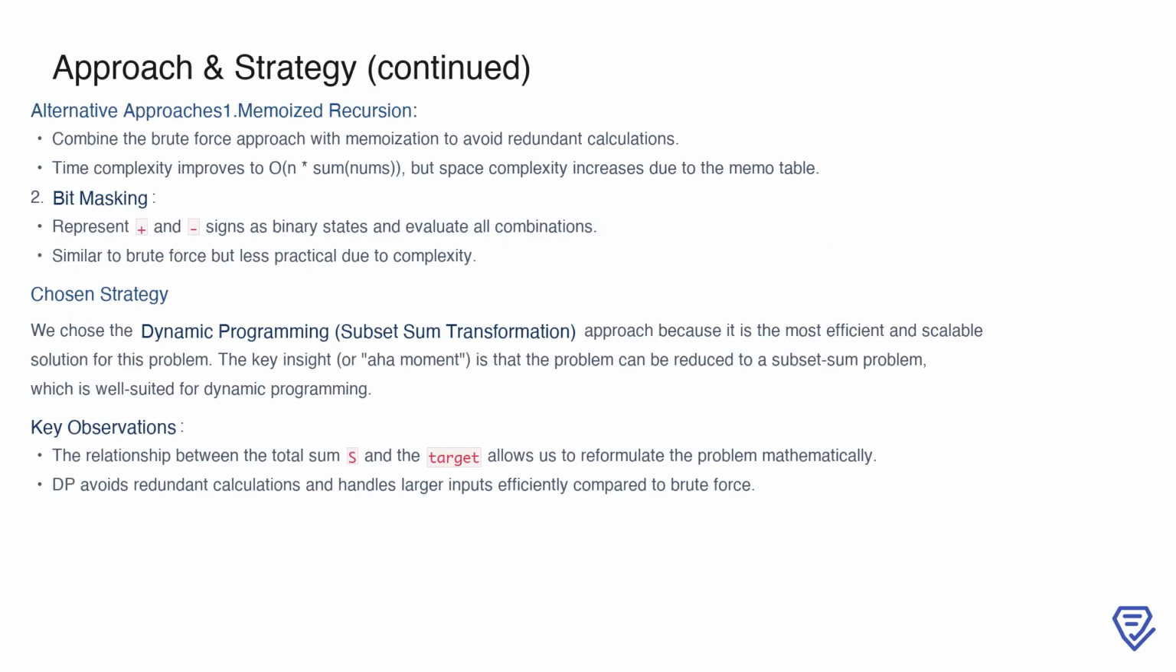There are alternative approaches to solving this problem that are worth mentioning. For example, memoized recursion combines the brute force approach with a memo table to avoid redundant calculations. While it improves the time complexity to O(n * sum(nums)), the space complexity increases because we need to store results for all combinations in memory.